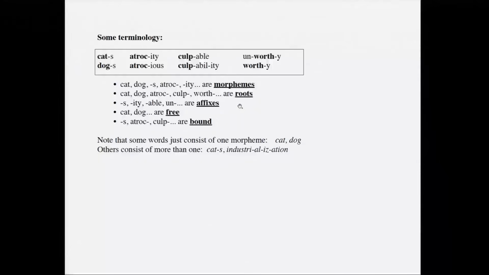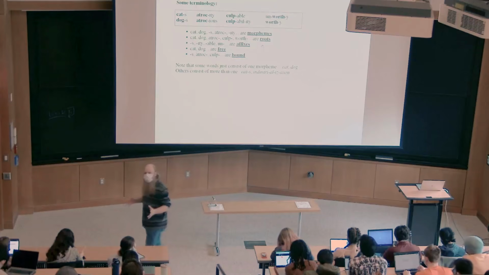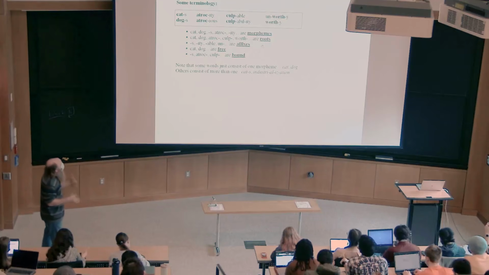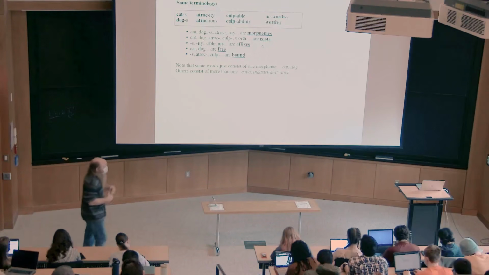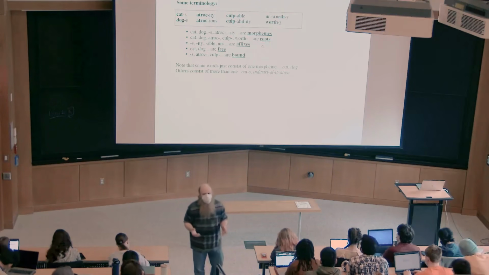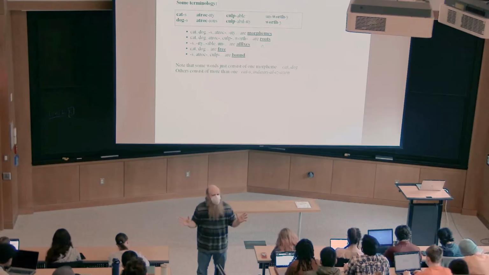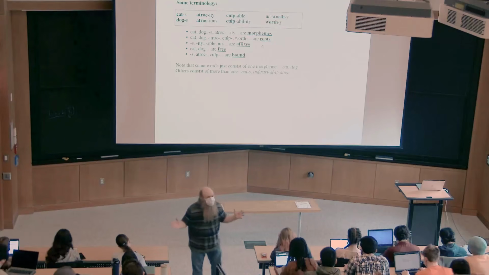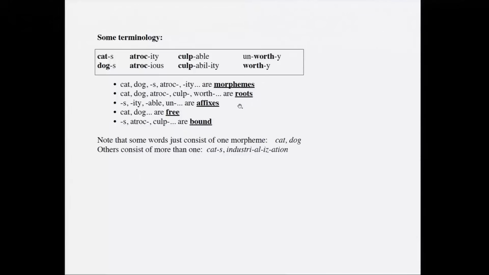People sometimes distinguish the root, which is the thing to which prefixes or suffixes are added, things like cat and dog and culp and worth and atroce. Those are all roots. So they are the things to which you are going to add suffixes or prefixes. And then s and itty and able and un, those are all affixes. Most of them are suffixes, one of them is a prefix. But affix is a general term for these things that you add to roots.